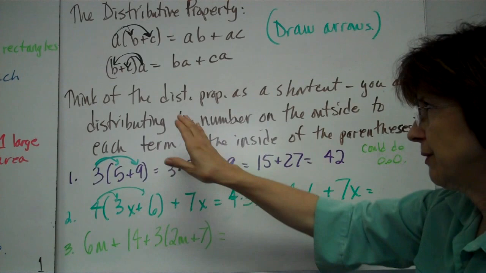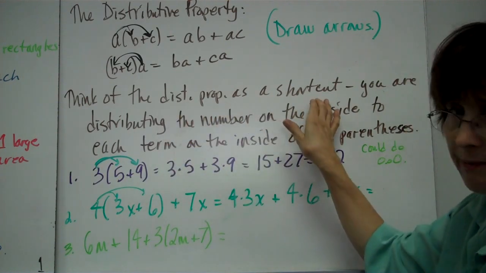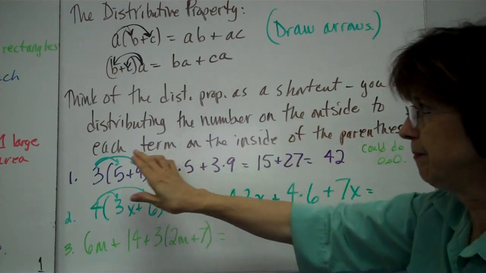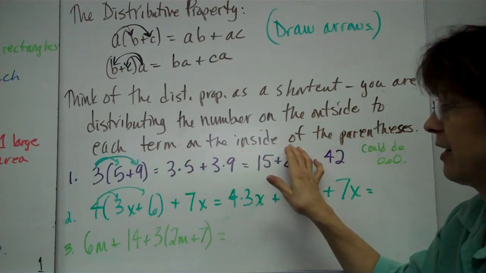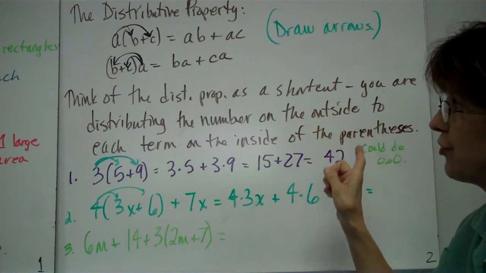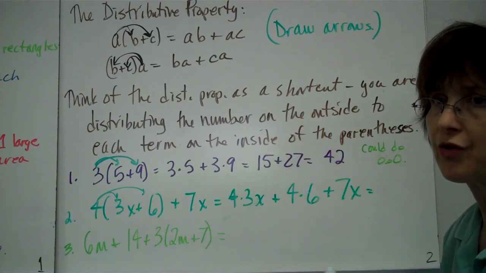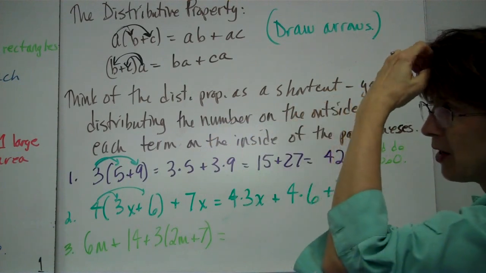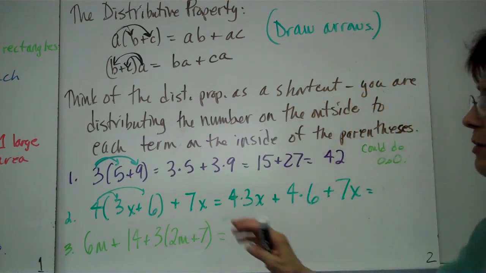You can think of the distributive property as a shortcut. You are distributing the number on the outside to each term on the inside of the parentheses. That's really what you're doing. That's why it's called the distributive property, because you're distributing that number on the outside to everybody on the inside.